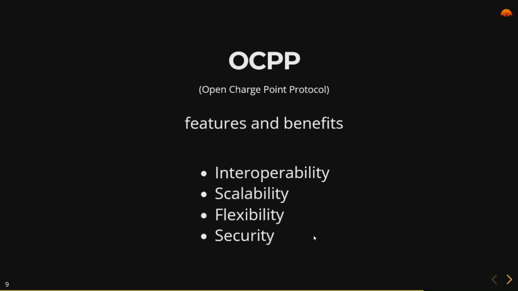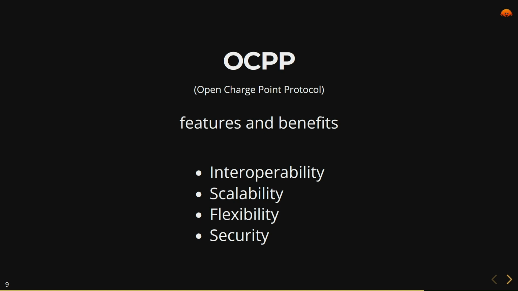And OCPP, Open Charge Point Protocol, is an open communication protocol that standardizes the interaction between charging stations and charging management systems. So it enables different charging station manufacturers and charging network operators to develop interoperable solutions. OCPP defines a set of messages and data structures that facilitate communication for various charging-related operations such as start, stop, obtain charge session data, and monitor charging station status.